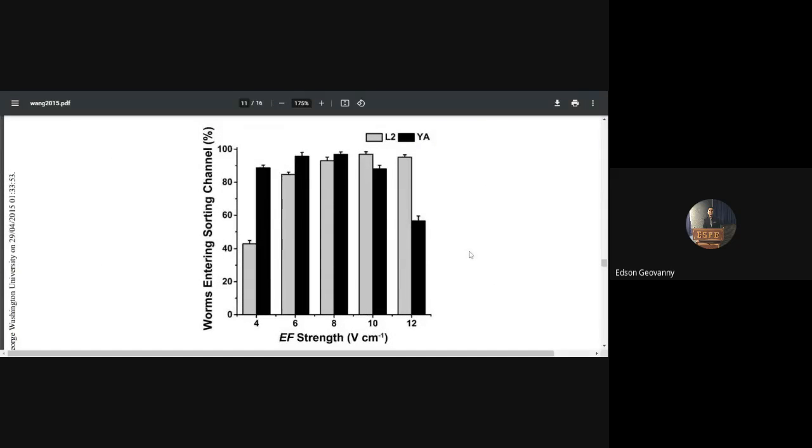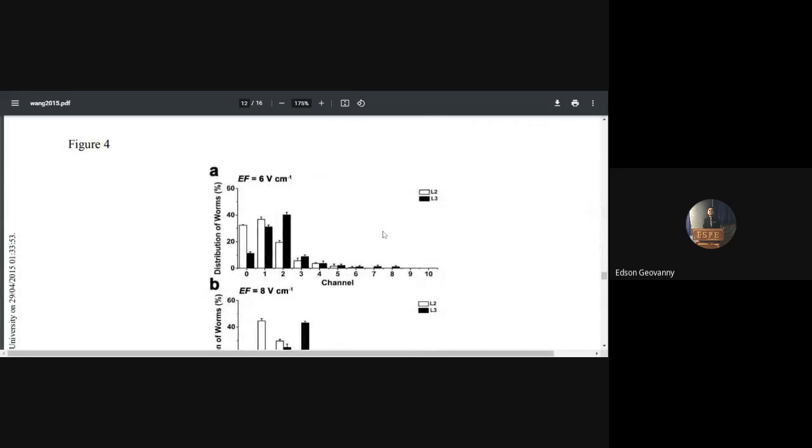In this part, to ensure the strength of the electric field and not paralyze young adults, the C. elegans were exposed to an electric field of 6 to 10 volt per centimeter, which induced 85% of L2 and 90% of young adults to the classification channels. And in this part, to classify the worms, L2 and L3 separate in the electric field with a different intensity.